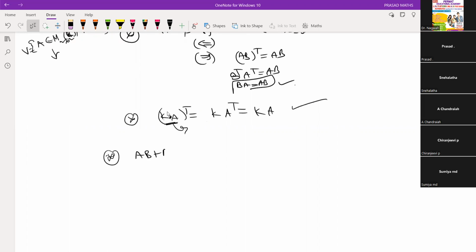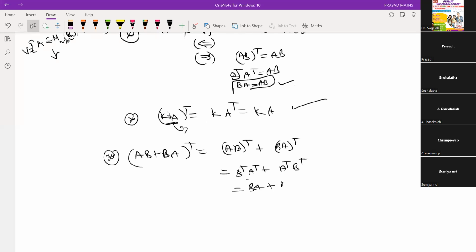So the scalar product of a symmetric matrix is also a symmetric matrix. Suppose AB plus BA. Is it a symmetric matrix? This is AB whole transpose plus BA whole transpose. That is equal to B transpose into A transpose plus A transpose into B transpose. That is equal to BA plus AB, because A and B are symmetric. So AB plus BA whole transpose is equal to AB plus BA, because matrix addition is commutative. Therefore, AB plus BA is symmetric. What about AB minus BA?